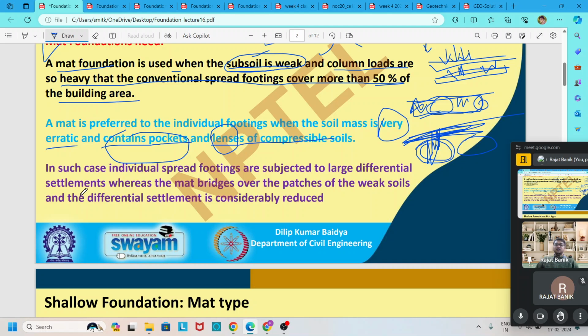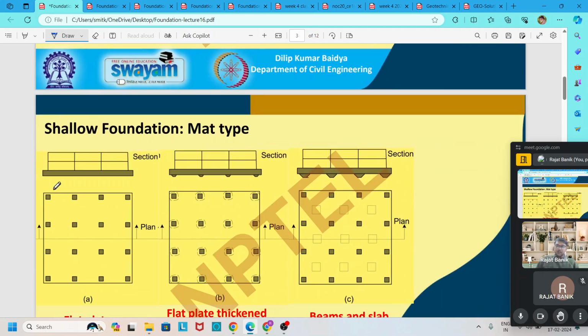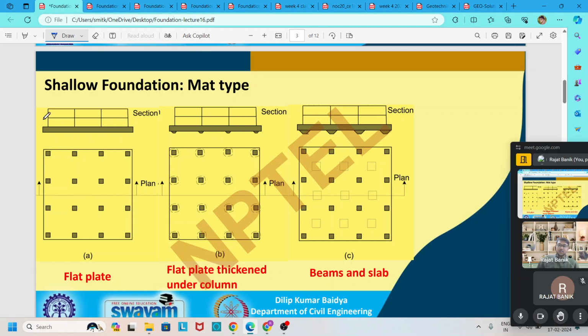In such a case, individual spread footings are subject to large differential settlement, whereas the mat bridges over the patches of weak soil and the differential settlement is considerably reduced. So, due to this condition, we know that differential settlement happens in spread footing. To overcome this, we use mat foundation. There are different types of mat foundation.